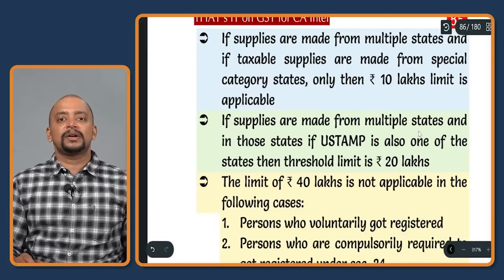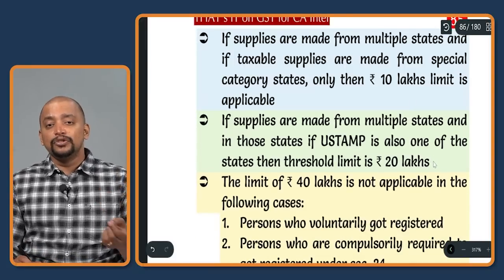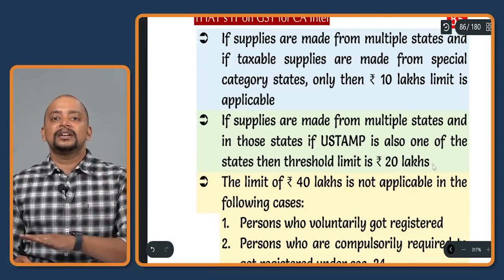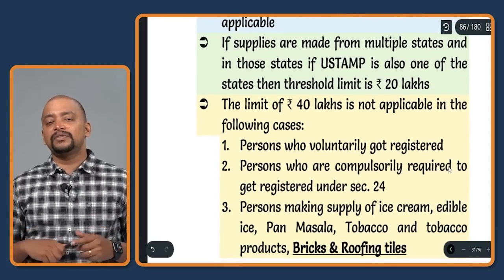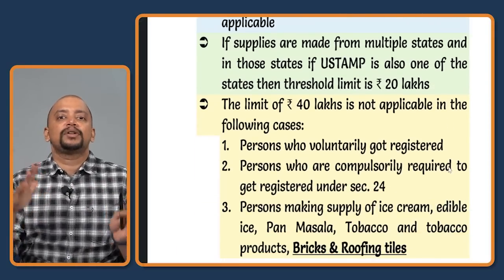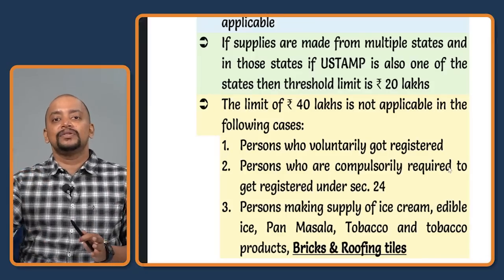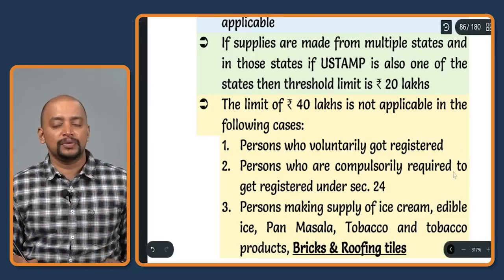Suppose if the supplies are made from multiple states, and in those states, if Uttarakhand is also one of the states, then always 20 lakhs only, the 40 lakhs limit will not be applicable. So when the 40 lakhs limit will be applicable, none of the states should be MMTN U-stamp, and they should be exclusively engaged in supply of goods, then only 40 lakhs will be applicable.